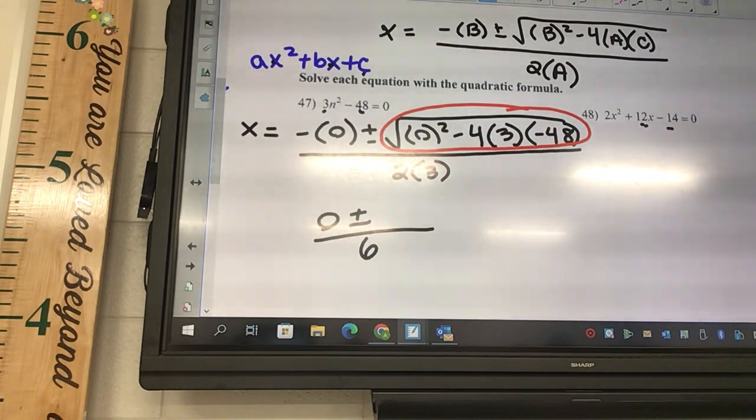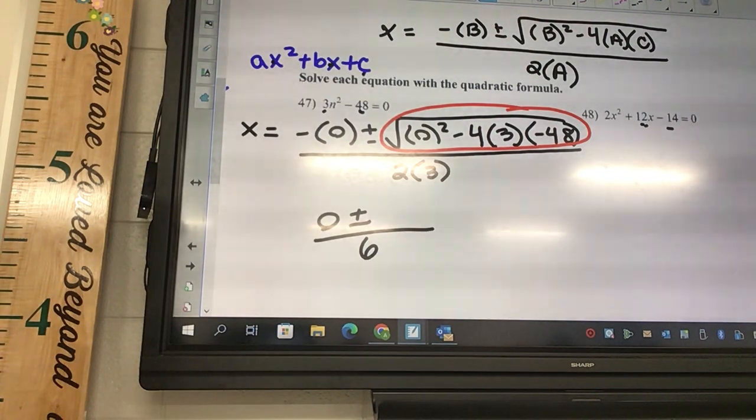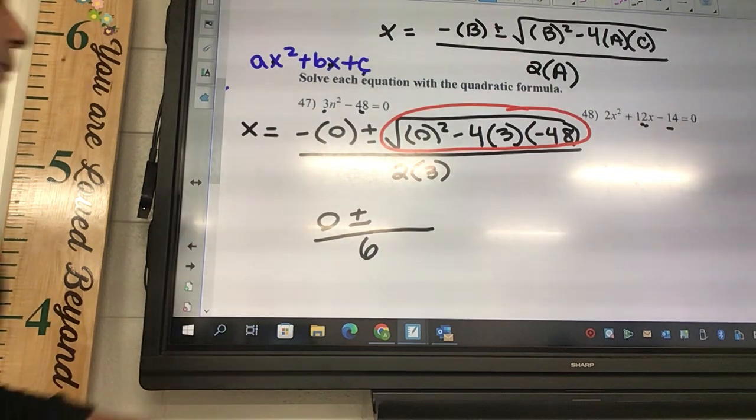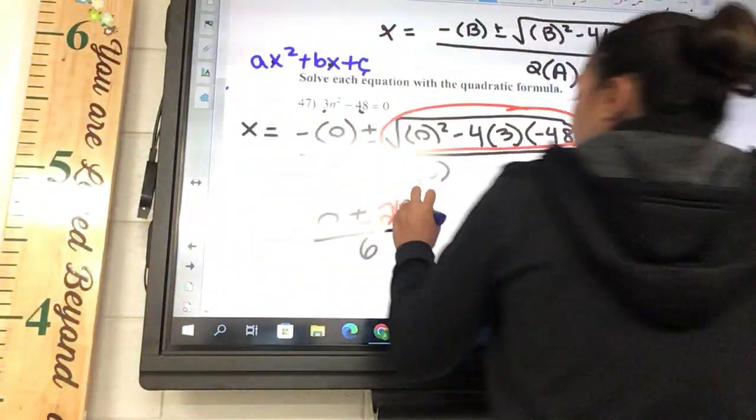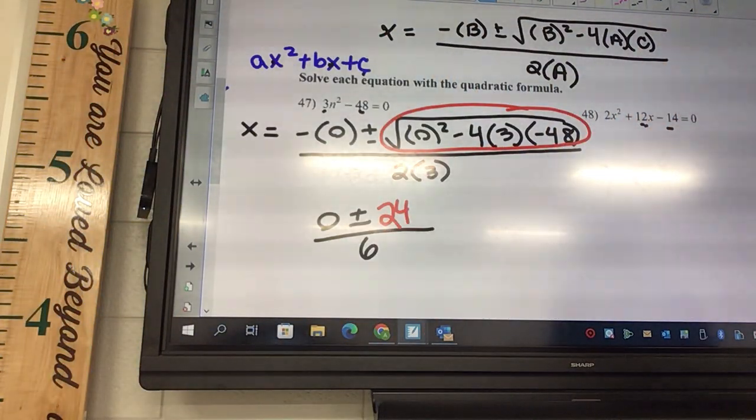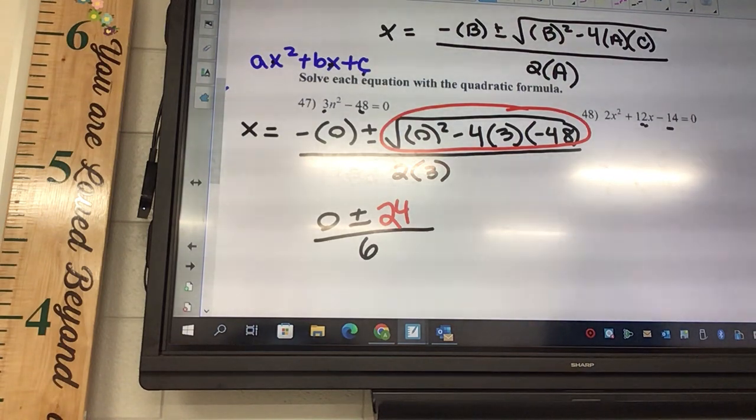What did you guys get for underneath for the radical part? 24. Okay, so when we type that whole thing in, we got 24. Now what do we do with that plus minus?